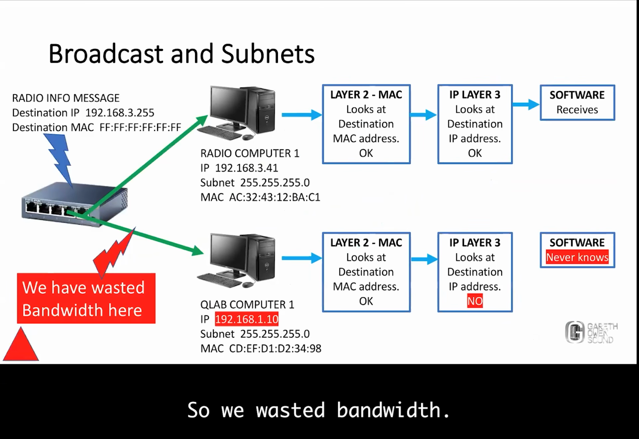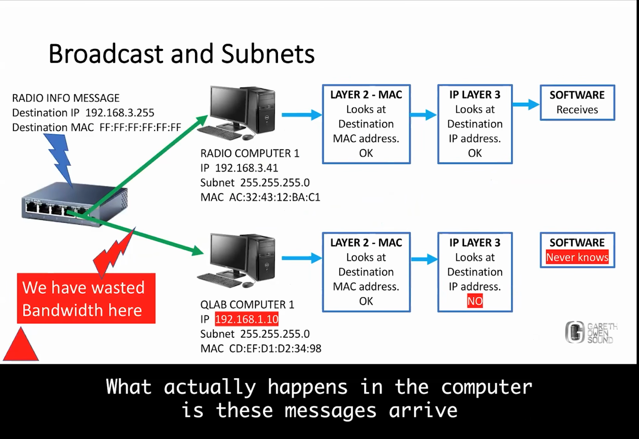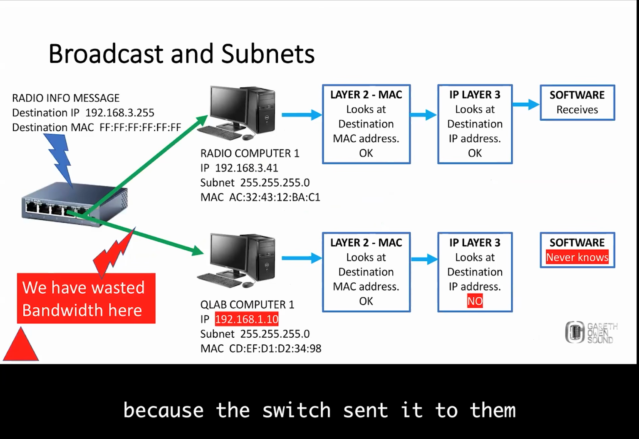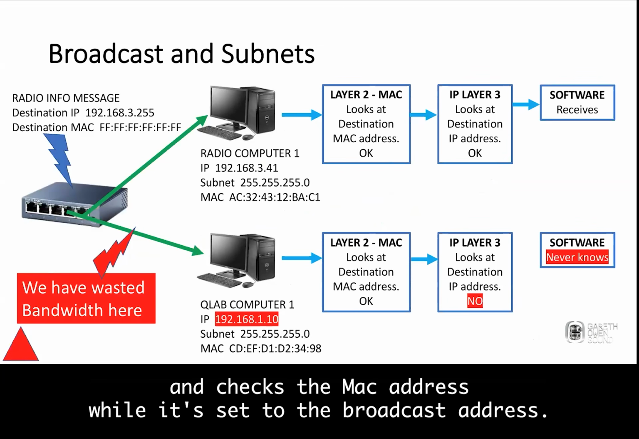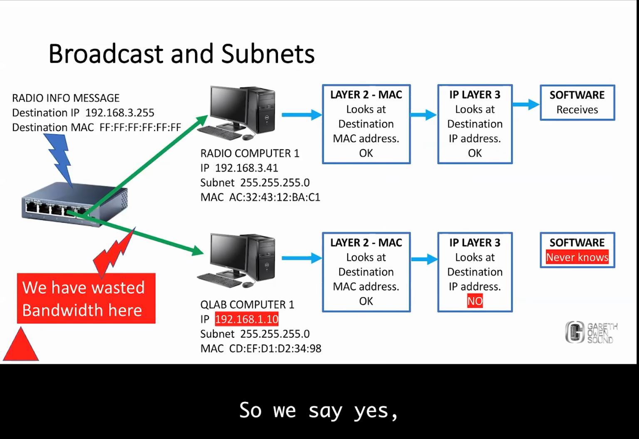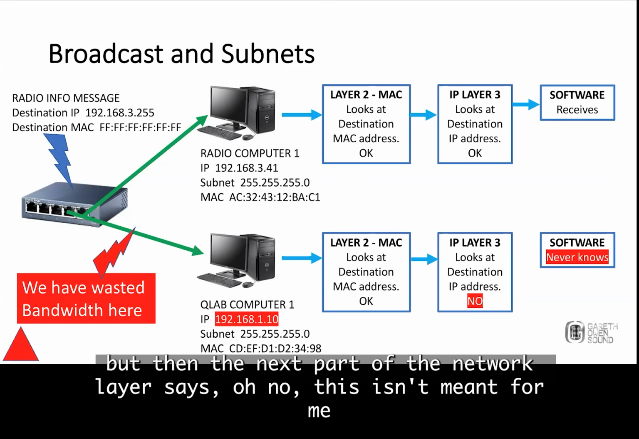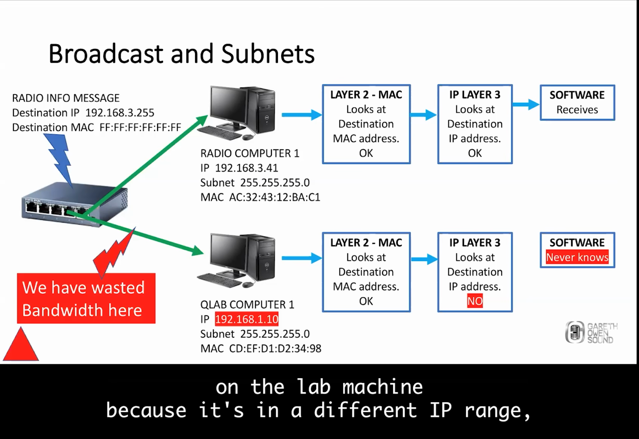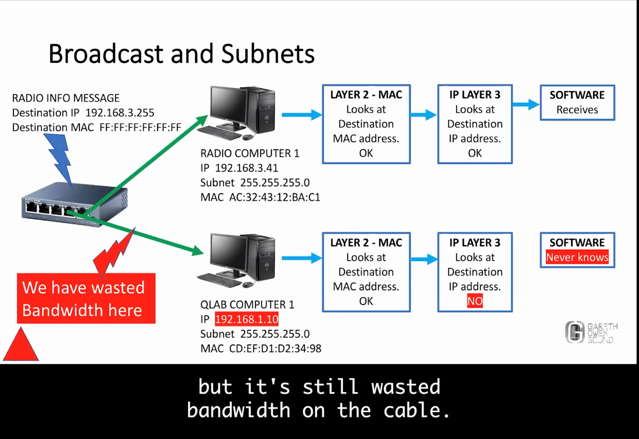So we've wasted bandwidth. What actually happens in the computer is these messages arrive because the switch sent them to them. It checks the MAC address while it's set to the broadcast address, so we say yes. But then the next part of the network layer says, oh no, this isn't meant for me on the QLab machine because it's in a different IP range. But it's still wasted bandwidth on the cable.